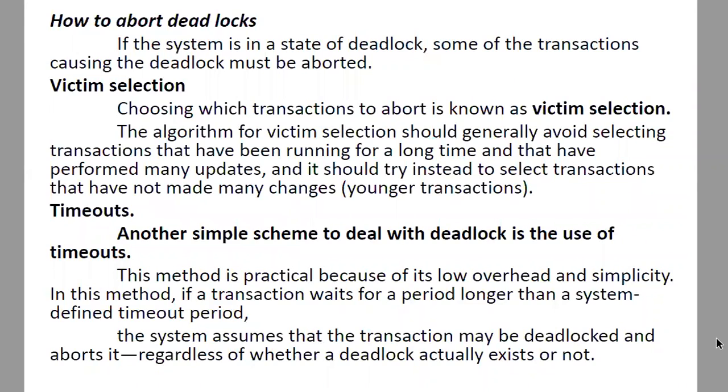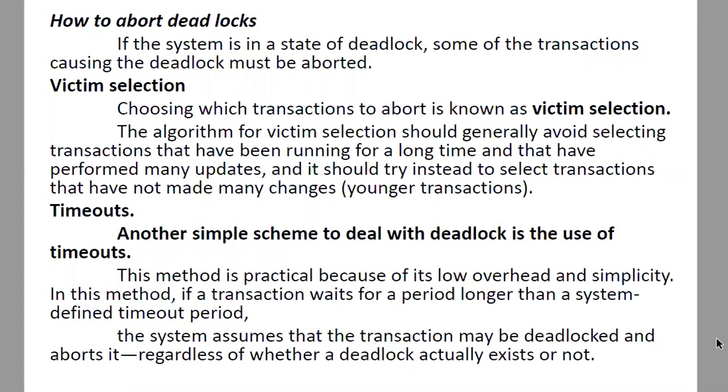And how to abort a deadlock if it occurs? So what is the remedy? How can you remove or cancel the deadlock? In a system there will be multiple transactions. If there is a state of deadlock, some of the transactions causing the deadlock must be aborted. So first you need to find out which particular transaction is causing the deadlock, and then you should be able to cancel that particular transaction.